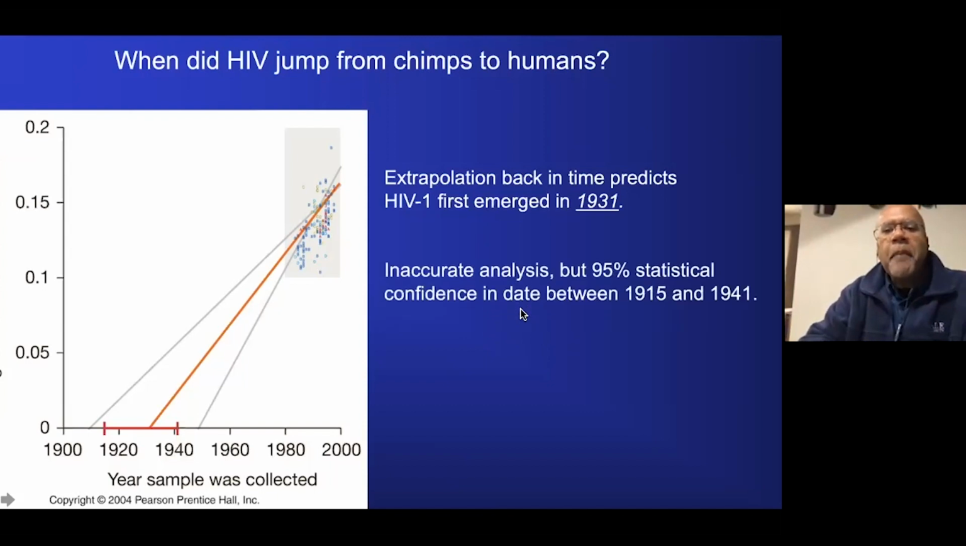Now, this is an inexact analysis, right? Because you're extrapolating back, and that's why you have this very big breadth here, this 95% statistical confidence around that estimate. But still, it's not a bad estimate. This isn't that many years separating the low versus the high estimation of this. And somewhere between 1915 and 1941, it's very likely that HIV-1 first emerged in humans, even though we didn't really figure this out until enough clusters of cases were happening in cities of large size. And that didn't happen until the 1980s.